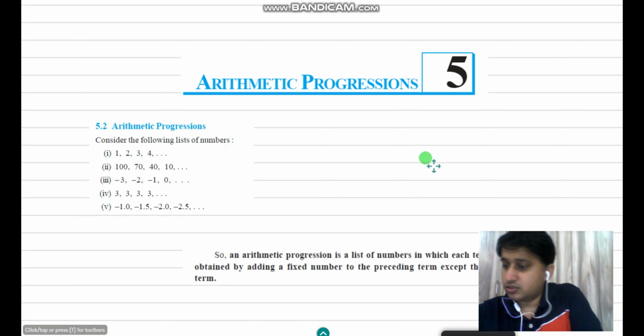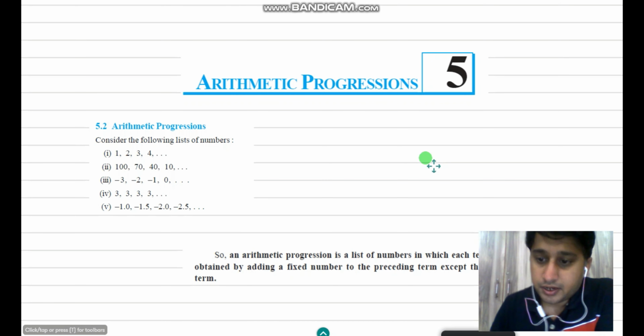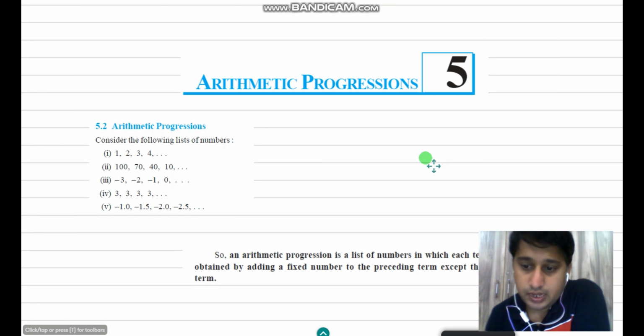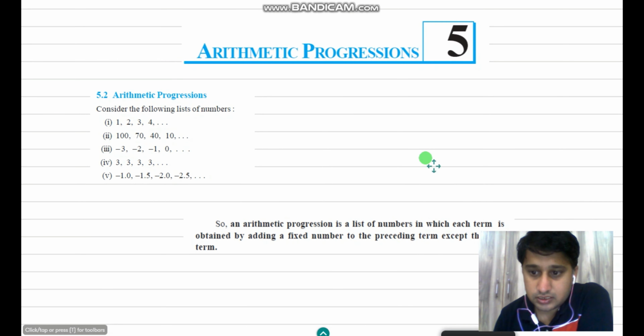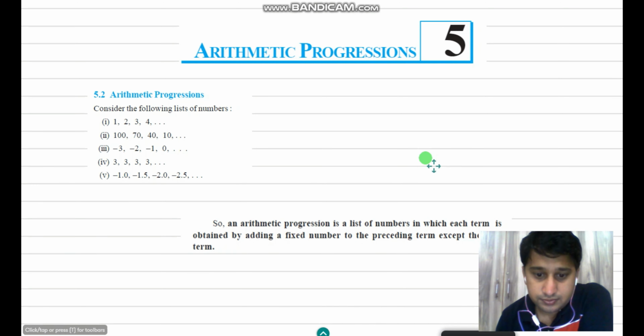Hello dear students, so today we are going to start arithmetic progression. This is chapter number 5 in the CBSE syllabus NCERT. So as you can see, this is chapter number 5, arithmetic progression.